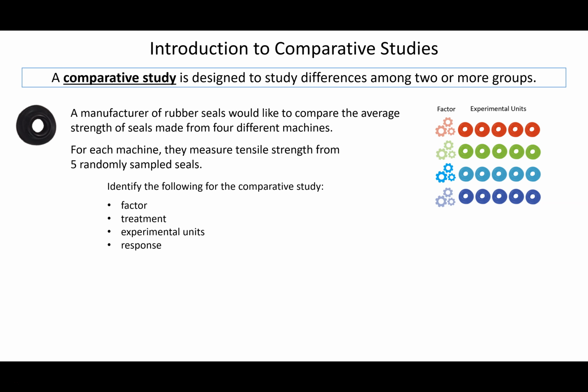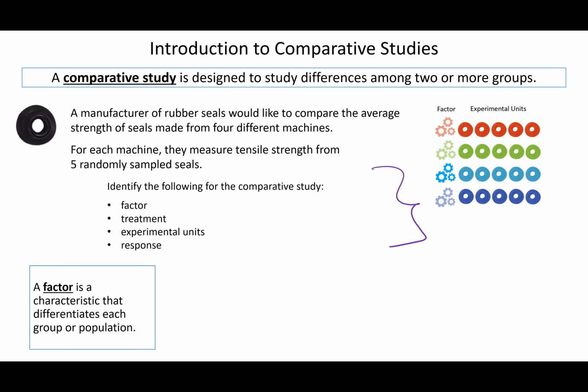we are interested in looking at the average strength of seals, specifically made across 4 different machines. So we've got machine 1 and it's producing rubber seals, machine 2, machine 3, and machine 4. And we want to go ahead and compare the tensile strength across the machines. So we would want to identify the factor for this study, the treatment, the experimental units, and the response.